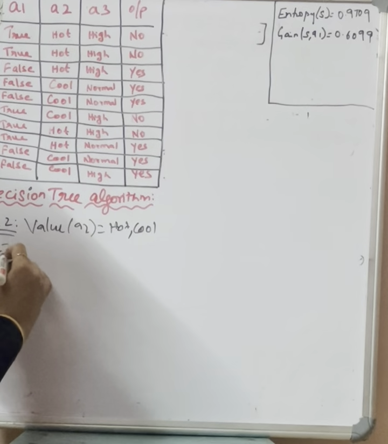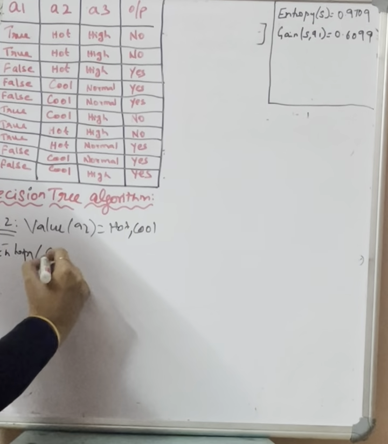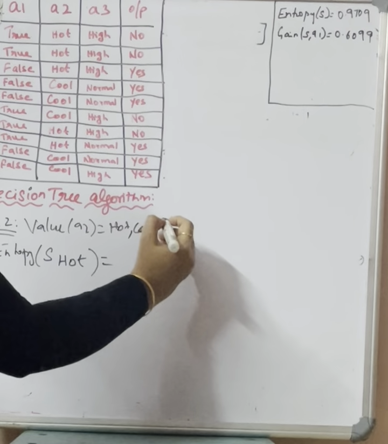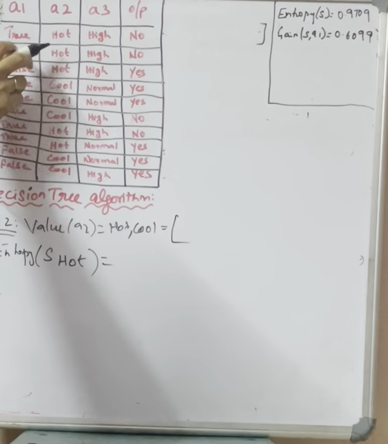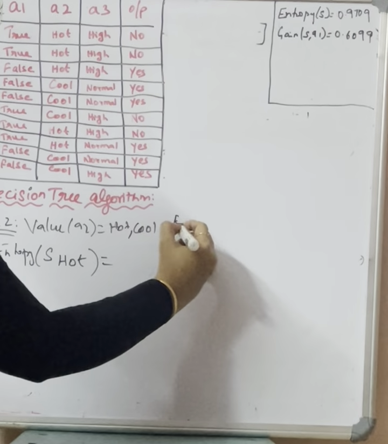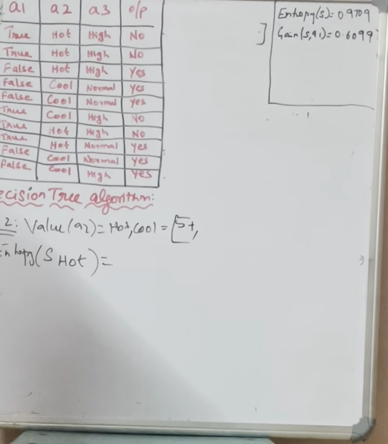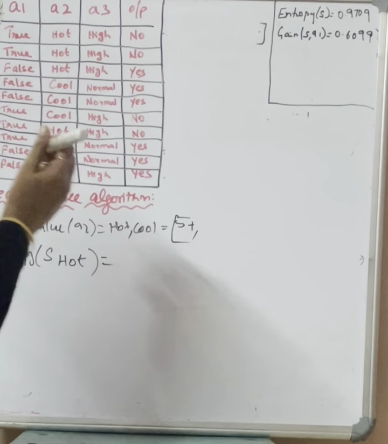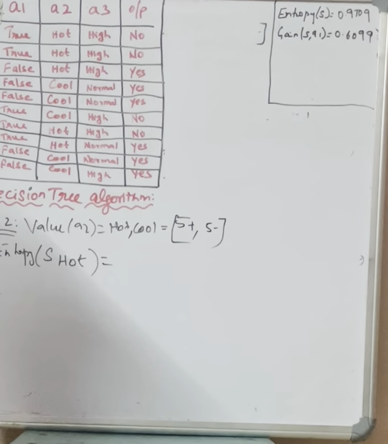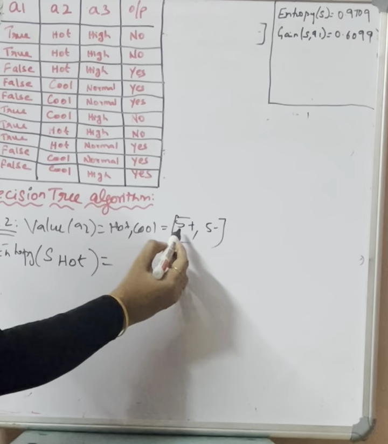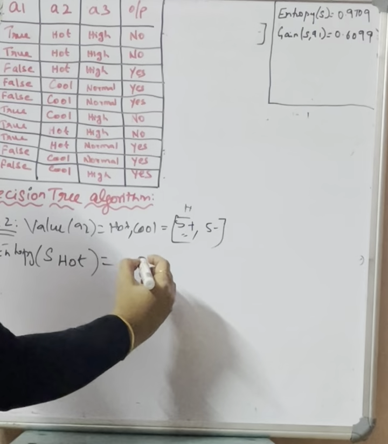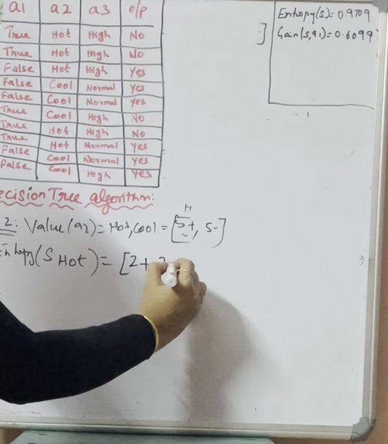So let us check the entropy of S hot. How many positive and negative values are here? How many hot are there? 1, 2, 3, 4 and 5. So 5 hot, and what are the negative we have? 1, 2, 3, 4, 5. 5 cool values, right? 5 hot and 5 cool values are there. So first we have to identify with the hot value. How many hot are there? We have 5. Among that, 2 are positive and 3 are negative.